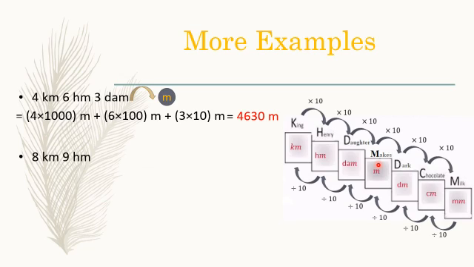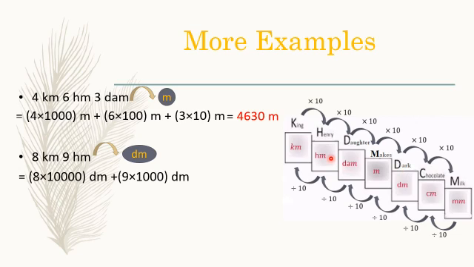8 kilometer, 9 hectometer, it's equal to what in decimeter? Kilometer is here. I'm going to reach decimeter. I have to move 1, 2, 3, 4 steps downward. So I multiply the 8 by 10,000.